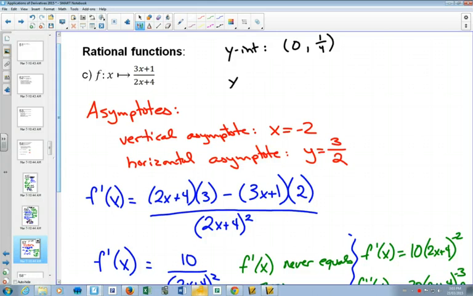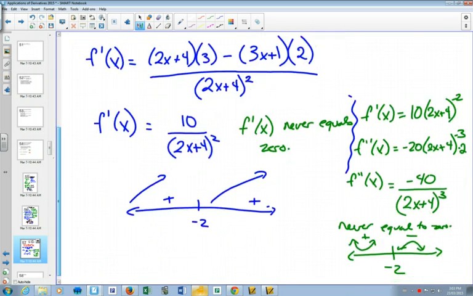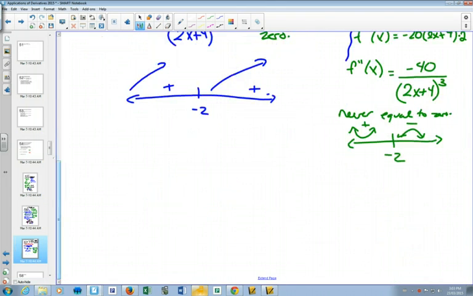X-intercepts, again, the only time that a fraction is equal to 0 is if the numerator of that fraction is 0. So we need 3x plus 1 to equal 0, and that'll happen at -1/3. So now we have our x-intercepts and our y-intercepts as well. We've got our asymptotes. We know where it's increasing, we know where it's concave up and concave down.